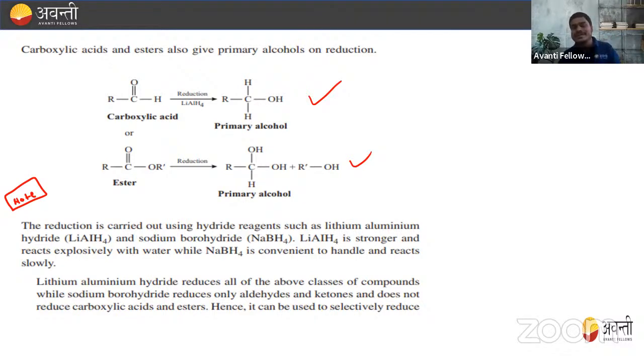Hence, it can be used to selectively reduce. This point is very important. Just note that LiAlH4 can be used for the reduction of aldehydes, ketones, carboxylic acids, or esters. We can reduce any of these using LiAlH4. But we cannot reduce carboxylic acids and esters using sodium borohydride. Sodium borohydride can reduce only aldehydes and ketones. This is very, very important, so you must remember it. Did everyone understand what I just said? Everyone got it?